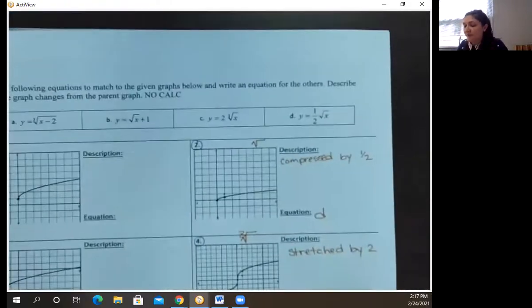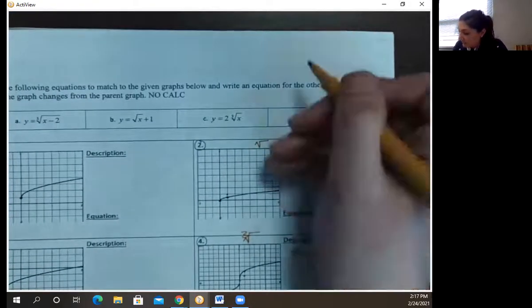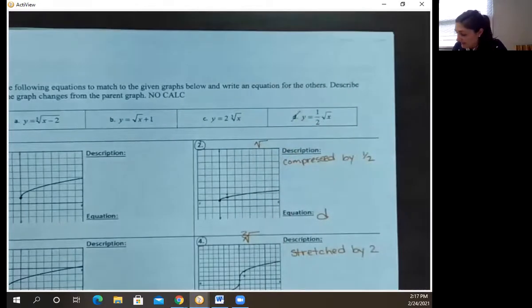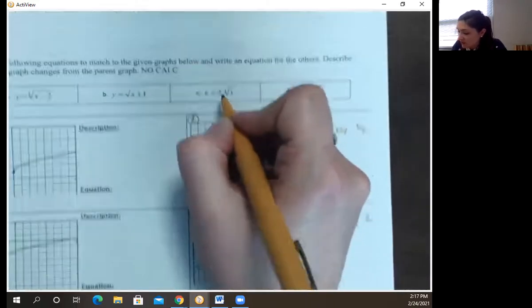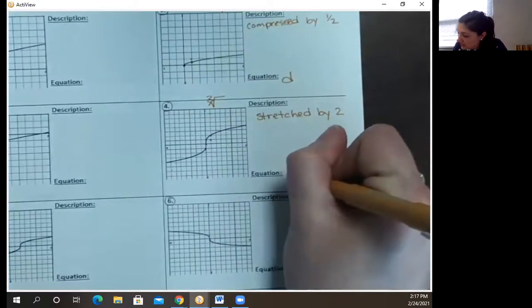So I'm going to go up to my equations at the top and look to see, I know we used D already, look to see if I have any cube root functions that have been stretched by 2. That would be C, no other changes, just that lead coefficient is changed to 2. So my equation here is C.